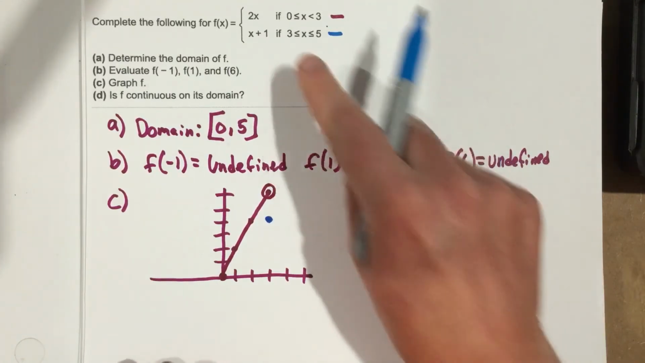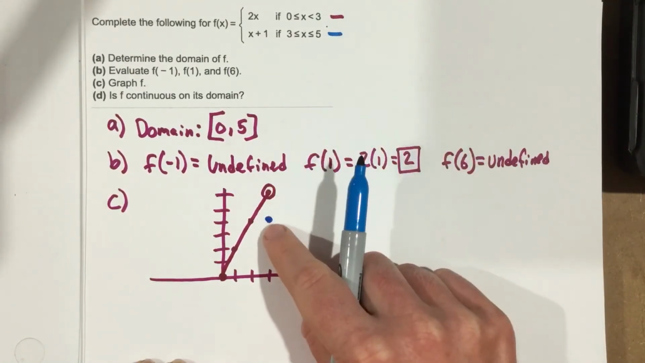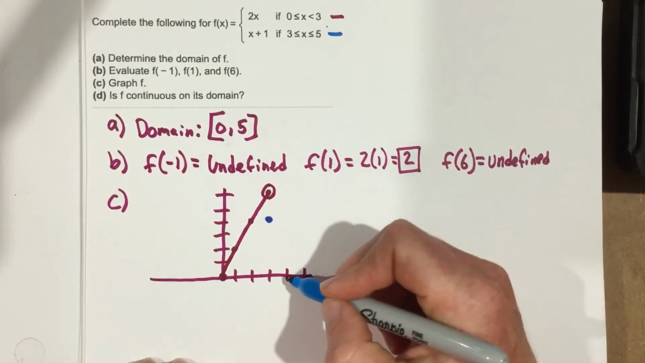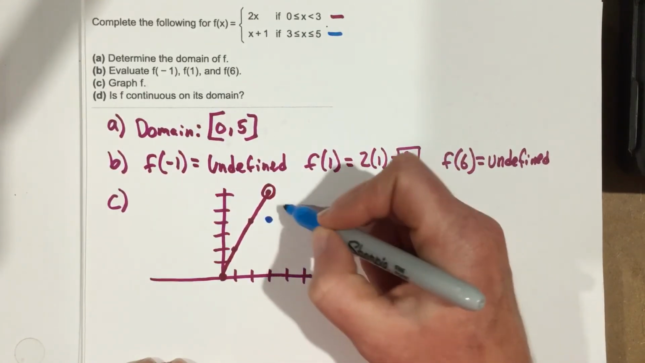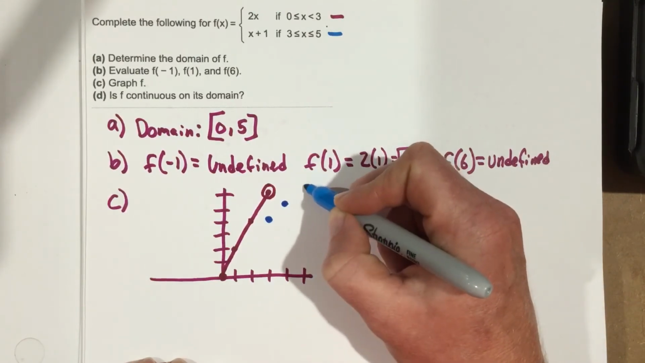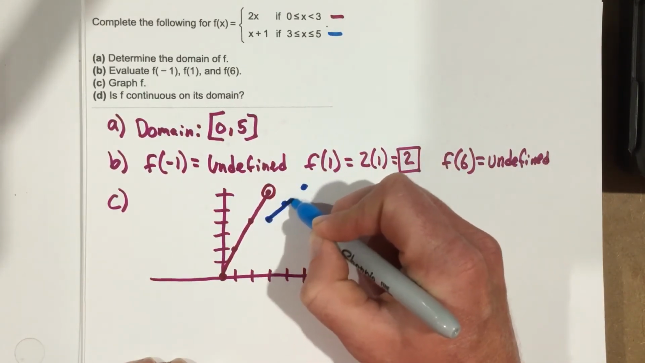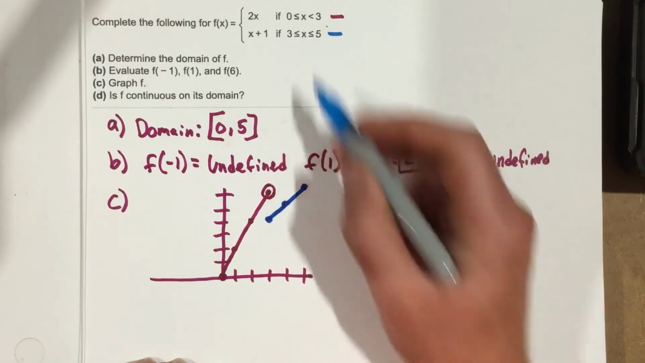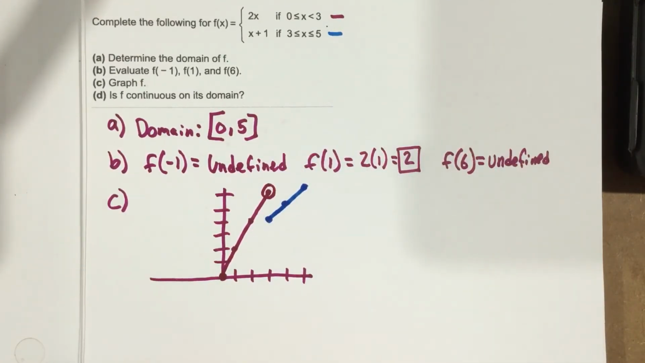But this one is, because it says greater than or equal to 3, so it is defined here. We can go ahead and plug in 4, and we'll get 5. And 5 will get 6. And those are all defined because of the inequality signs. So this is our piecewise function that we have there, and that's it graphed.